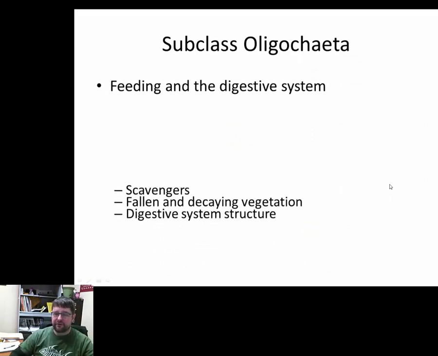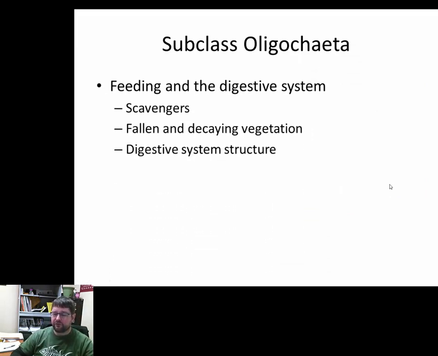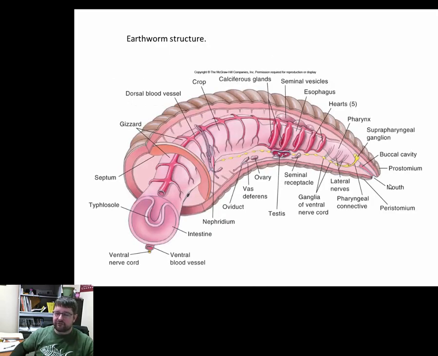Feeding, okay, most of these are detritivores, so they're scavengers. They eat decaying material. It can be animal material, but the majority of the time they're eating dead, decaying vegetation. Their digestive system is very, very similar to polychaetes, so we'll just go over that real quick.